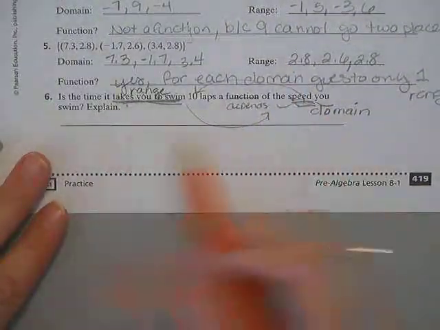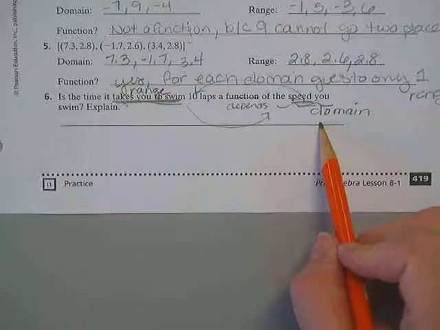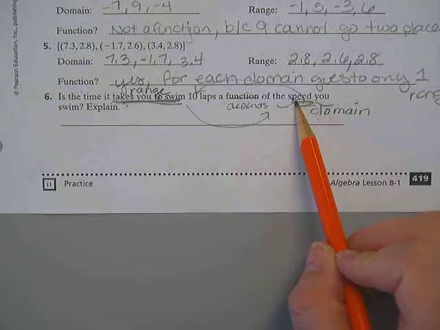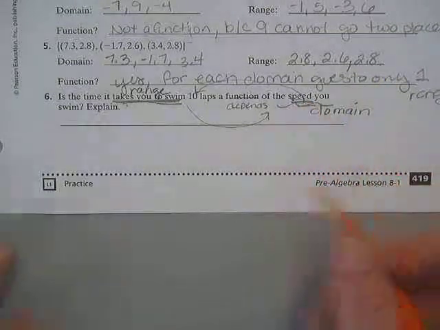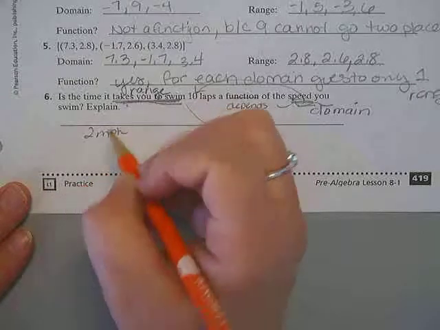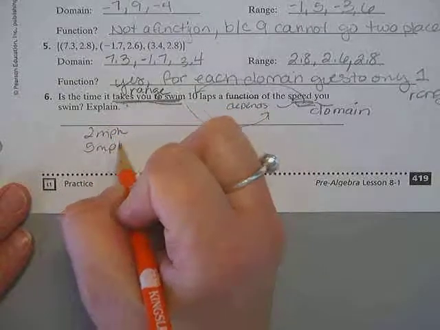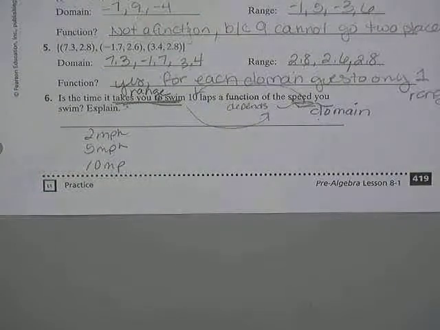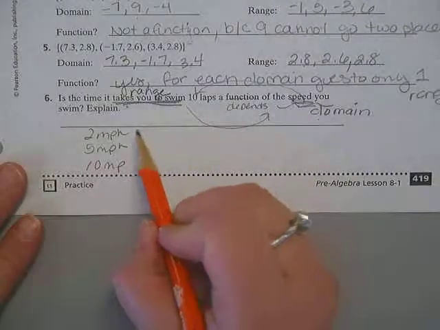So, the way to set these up, to help you a little bit, is to think of the domain, the x values going in. Well, what are my domains in this case? The speed. So, what are some speeds? 2 miles per hour. What are some other speeds? 5 miles per hour. 10 miles per hour. Kilometers per hour. Kilometers is usually what they measure swimming in.